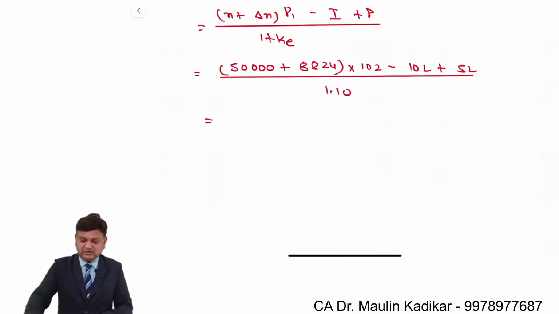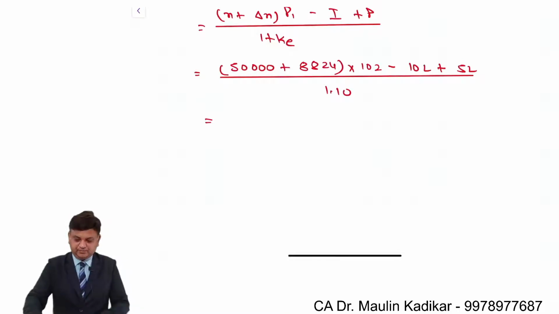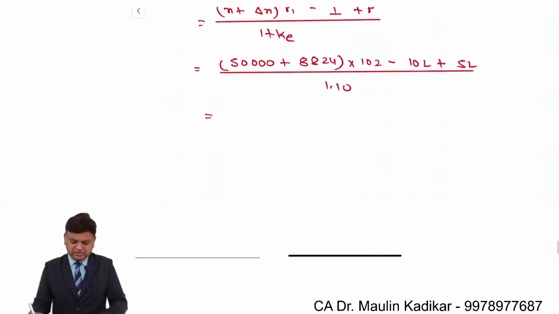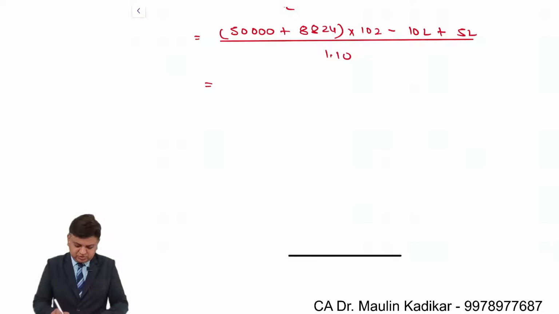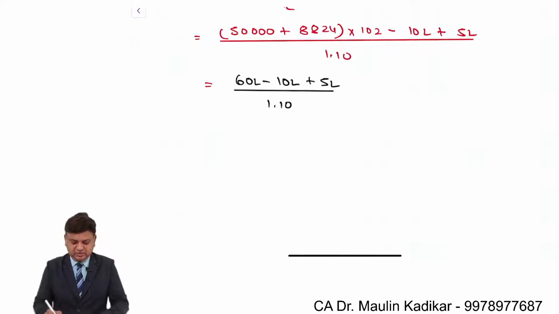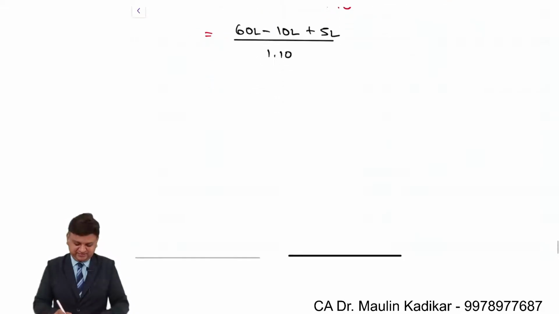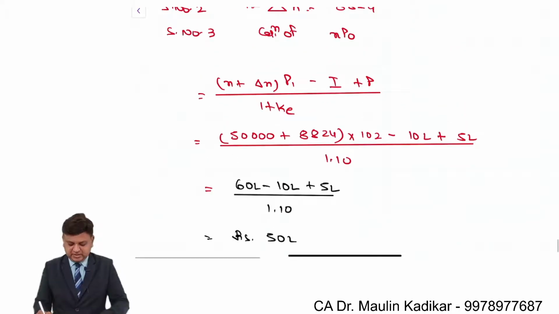So please use your calculator. 50,000 plus 8,824, so 58,824 into 102. That is again coming very near to 60 lakhs. So 60 lakhs minus 10, so 50 lakhs, plus 5. So it is 55 lakhs upon 1.10. That comes to 50 lakhs. This is the way we are required to make the computation of the current value of the firm.